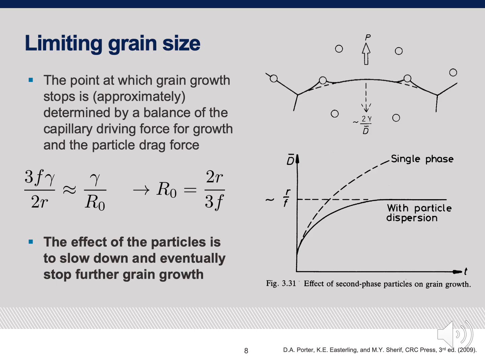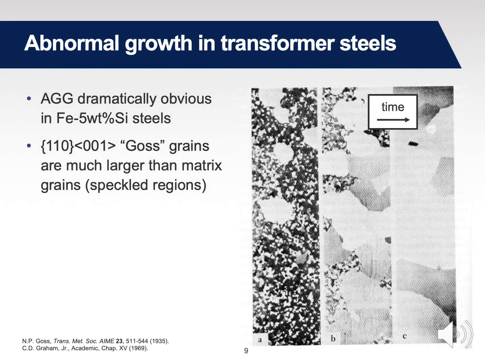So this is one way that processing engineers, that metallurgists have controlled grain size in material by dispersing these particles. At a given volume fraction and given size, one can attain a given grain size in your material that's proportional to r over f. So the effect of the particles is to slow down and eventually stop further grain growth. This is, of course, our metallurgical intuition.